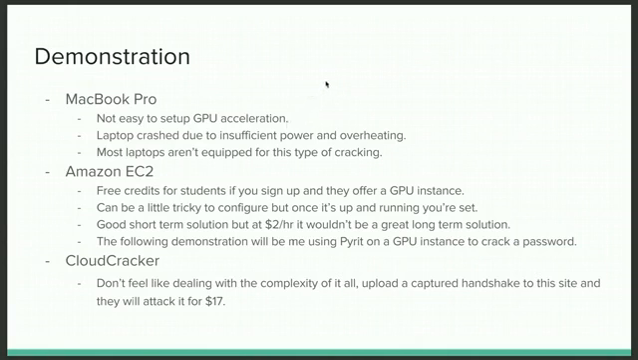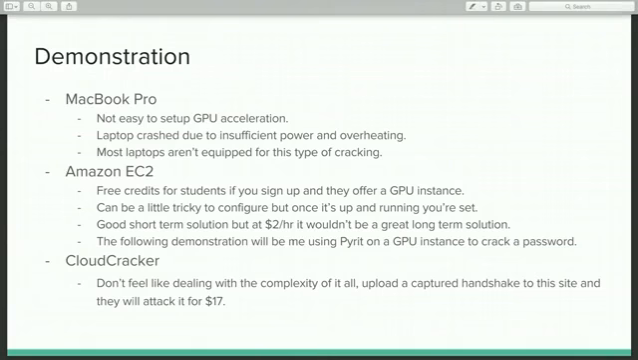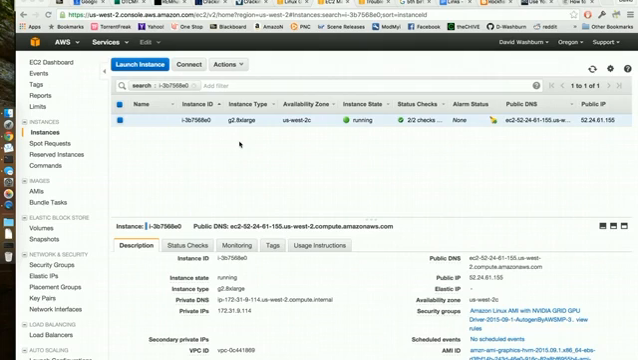Now I'll go ahead and give a quick demonstration on using Pyrit on an Amazon EC2 GPU instance to attempt to crack a Wi-Fi capture. For the sake of time, I decided to not go with Pyrit and instead use Hashcat, so I wouldn't have to worry about downloading a huge word list on a server.